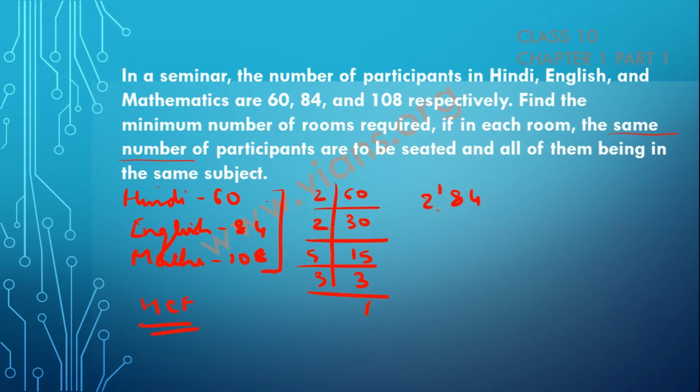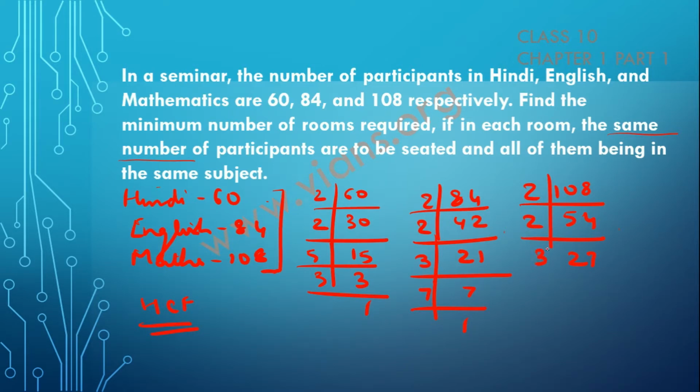84 ends with 4, so we can divide by 2. It ends with 2, so you can divide by 2 again. 2 plus 1 is 3, so you can divide by 3, and then 7. And 108: 2 5s are 10, 2 4s are 8, 2 2s are 4, 2 7s are 14, 3 9s are 27, 3 3s are 9, and 3 1s are 3. So the factors for 60 are 2 square into 5 into 3. For 84, it is 2 square into 3 into 7. And for 108, it is 2 square into 3 cube.